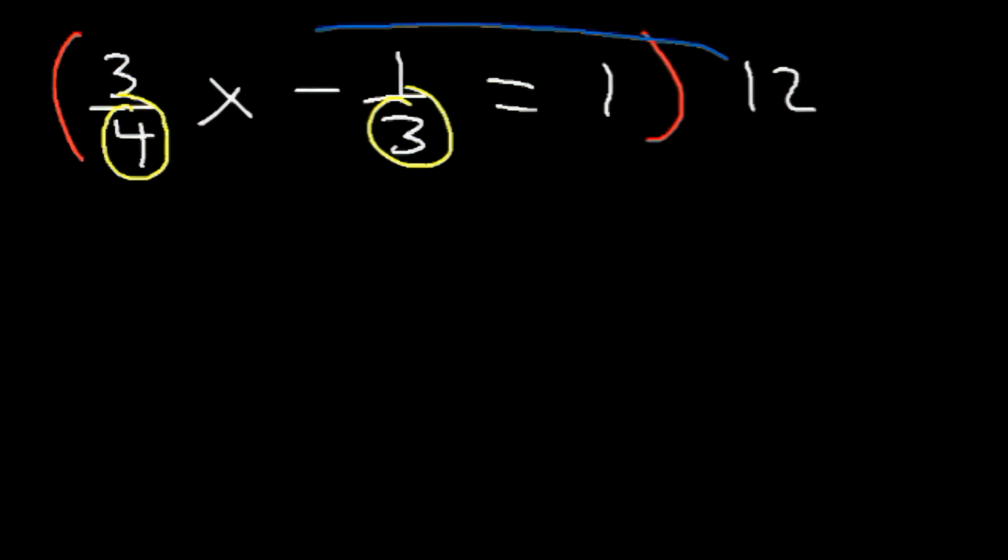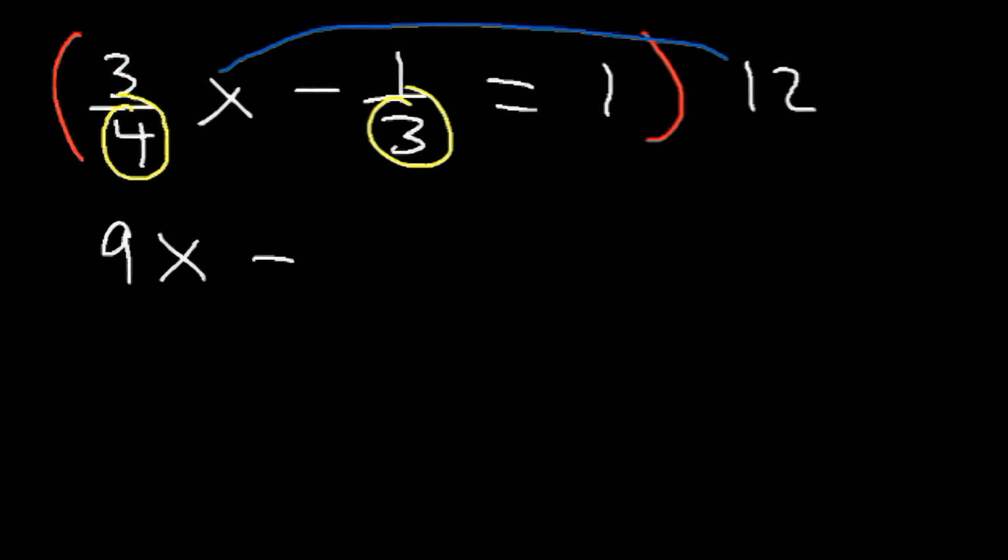So what's 3/4 x times 12? You can do 3 times 12 divided by 4, or you can do 12 divided by 4 times 3. 3 times 12 is 36. 36 over 4 is 9. But if you do 12 divided by 4, that's 3, times the 3 on top, you still get 9. Either way, it's going to be 9x.